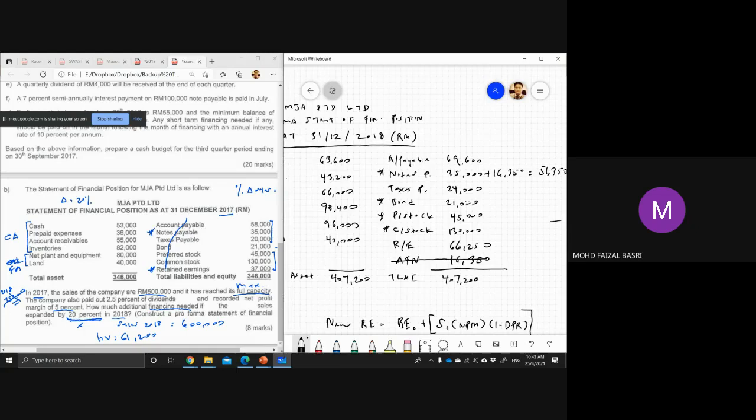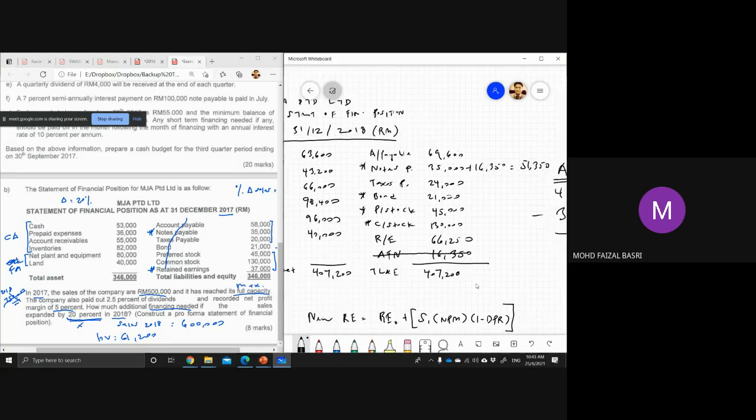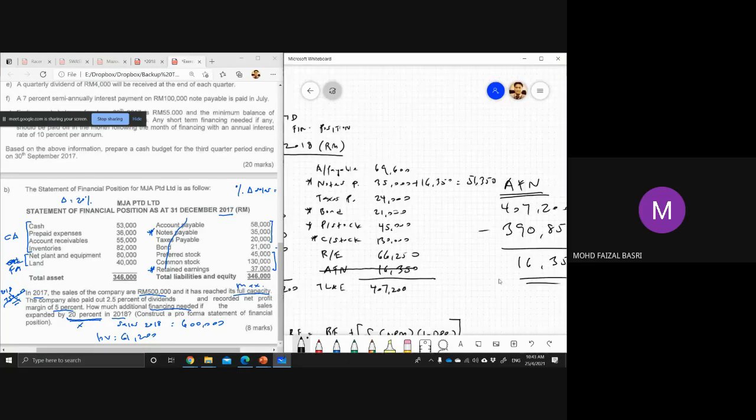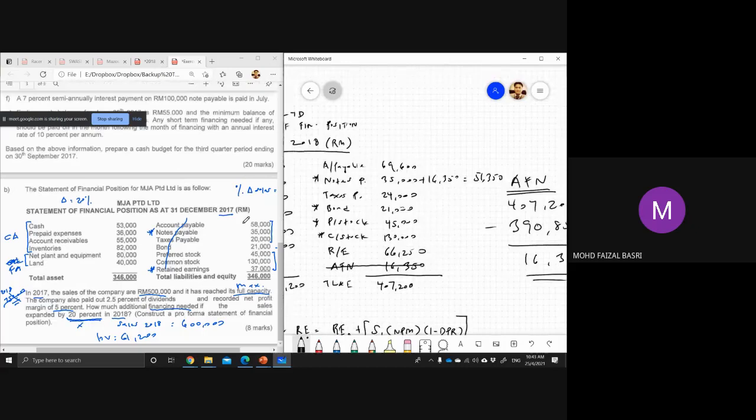Check in the question whether it asks you to absorb into any source. It can be notes, it can be bond, it can be preferred, it can be common stocks. So the process will be the same. You still have to find AFN. You still have to find it like this. But in the final step, you have to transfer this to the respective sources. These are all sources of external financing.